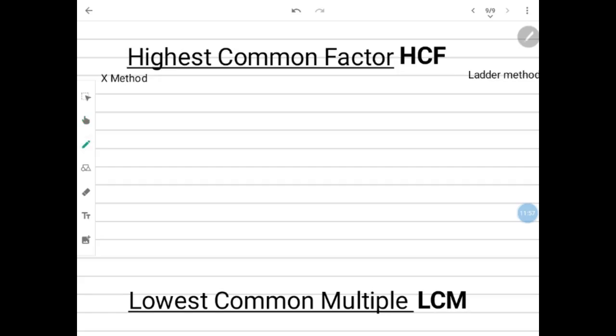You can even pause the video here quickly and try to get it yourself before you watch further. So let's get the highest common factor for the two numbers 18 and 30. Right, what's the highest common factor for 18 and 30? Let's do the multiply method first.